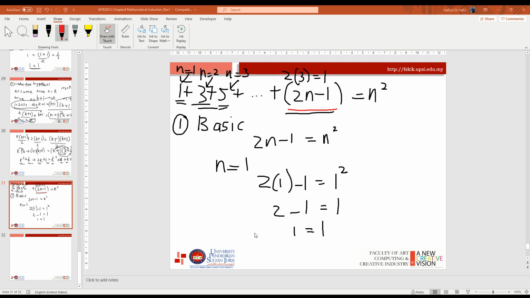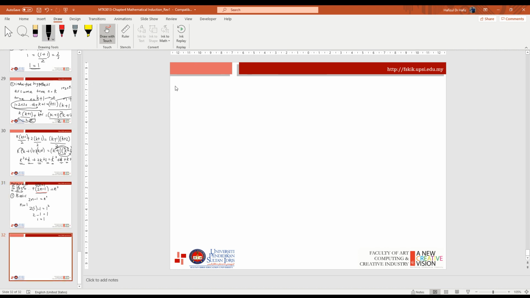Okay, boleh saya teruskan ke? Basic boleh. Kita assume that n equivalent to 1, 2n minus 1 is n power 2 lah. Okay, this one is the basic. So the second step apa dia? Second step, induction.